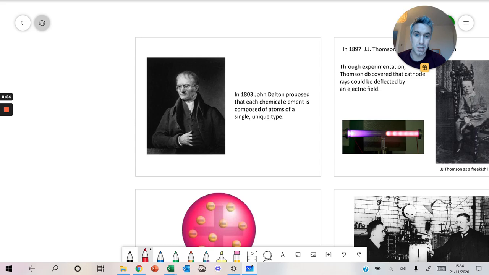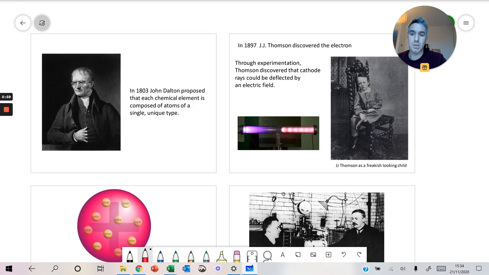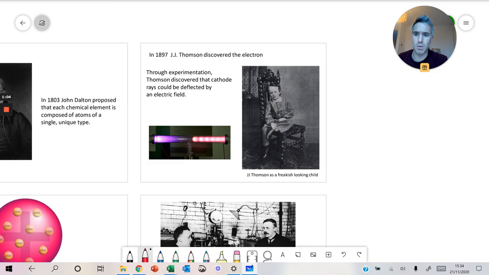That was his theory. Then we go across to 1897, a bit later on, and J.J. Thomson, here he is, a strange-looking child. He did experiments with cathodes, basically two electrodes, normally made of something like graphite or another conducting material, and he put a large amount of electricity through them. In a tube with no air, you could get the electrons traveling along. If you put different gases in, you got something that looks like a neon light. He put a large potential difference across the two electrodes.